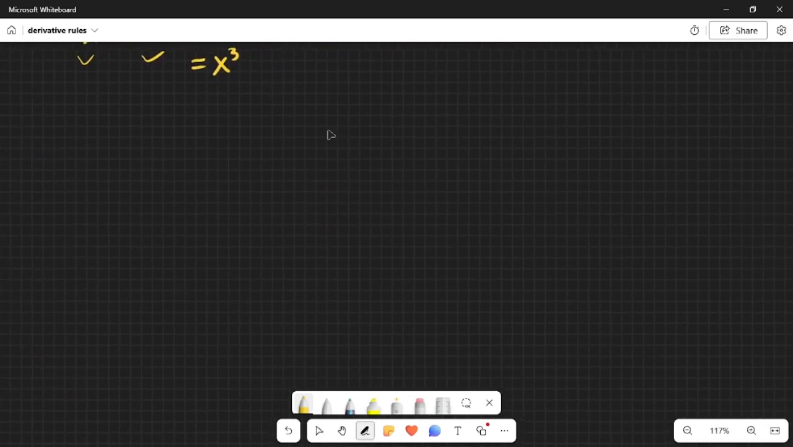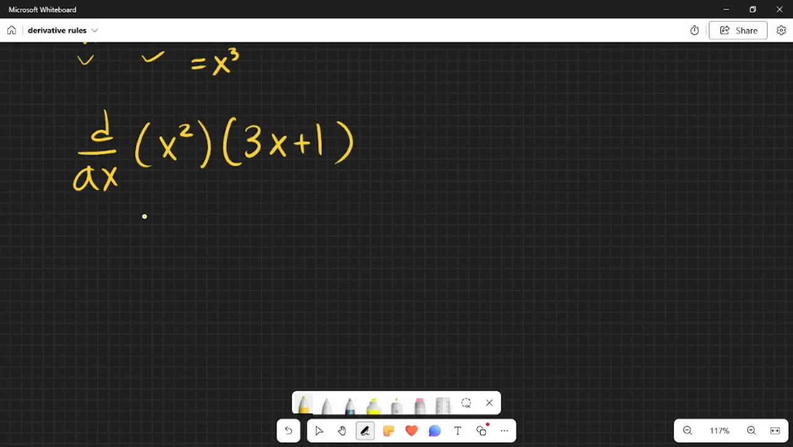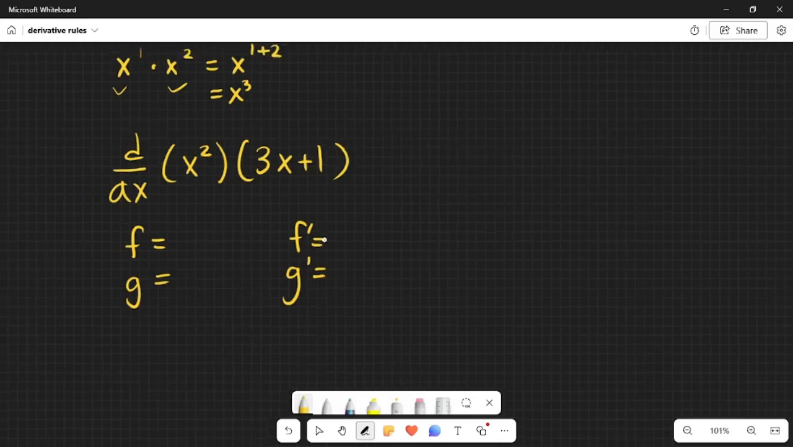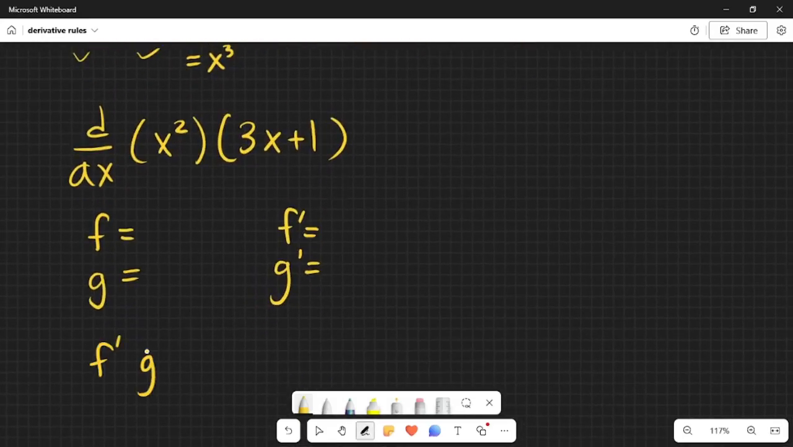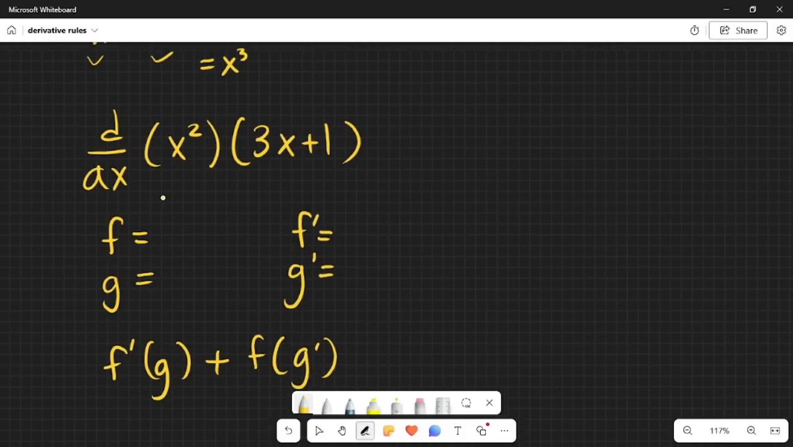Another problem using the product rule is we're going to try x squared multiplied by 3x plus 1. Now, we're going to find our f, our g, the derivative of f, and the derivative of g, and put them in the formula: the derivative of f multiplied by g plus f multiplied by the derivative of g. Our f is the first term that we multiply, x squared, and then 3x plus 1 would be our g. Now we're going to take the derivative of both of those. Now we're going to put it in this formula.